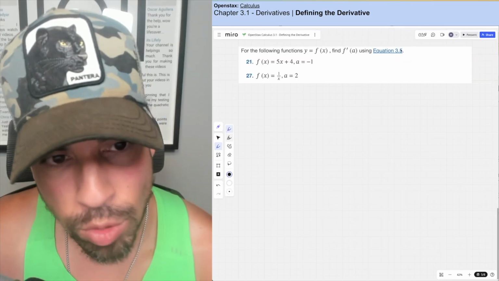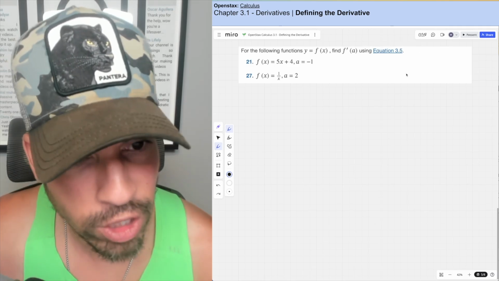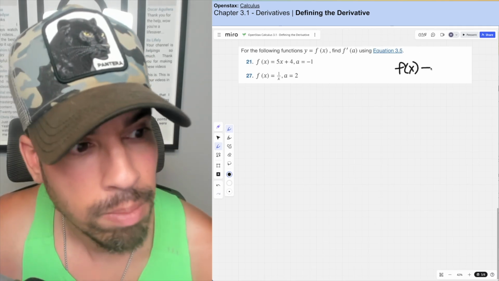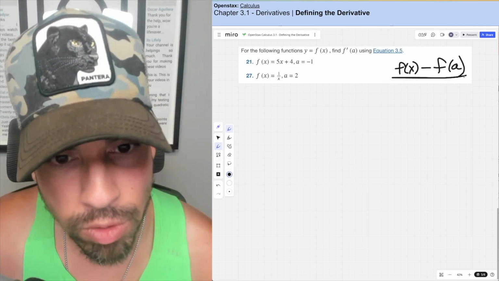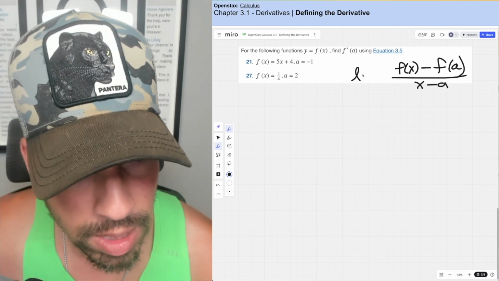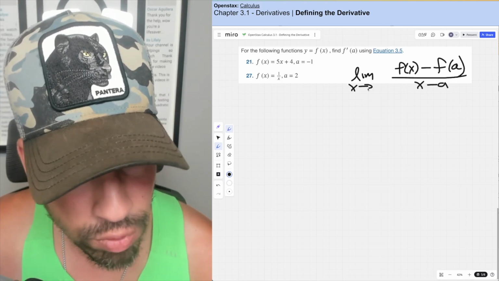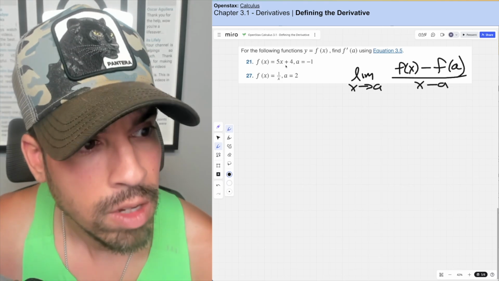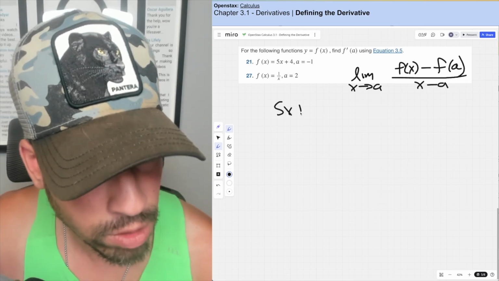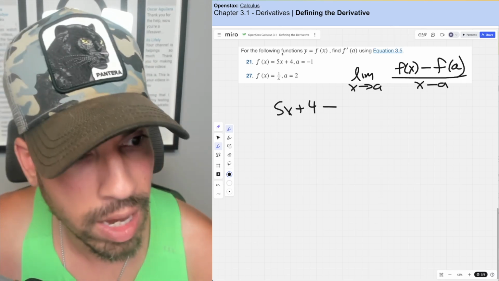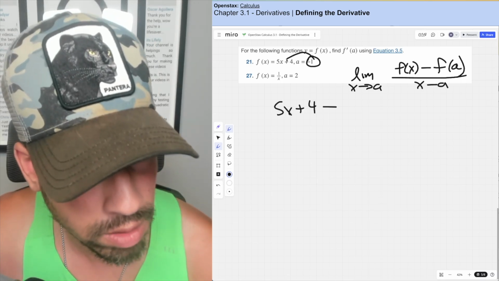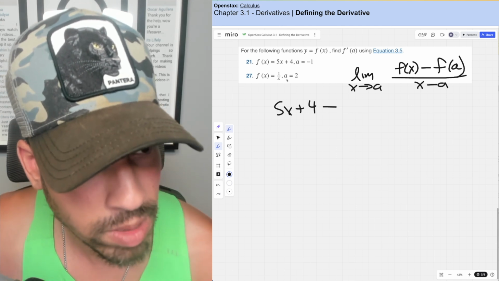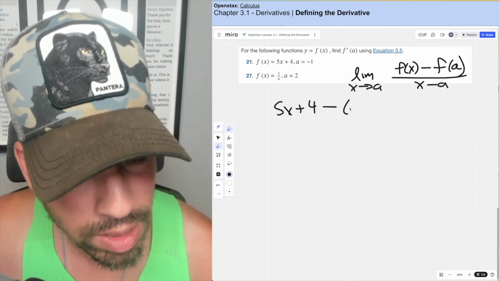Done. So for this one, we're going to use the 3.5 equation, which is f of x minus f of a over x minus a. And this is going to be the limit as x approaches a. So let's write that out here. So my function f of x is 5x plus 4 minus f of a. So let's plug in negative 1 in for f of x. So 5 times negative 1 is negative 5 plus 4 is negative 1.